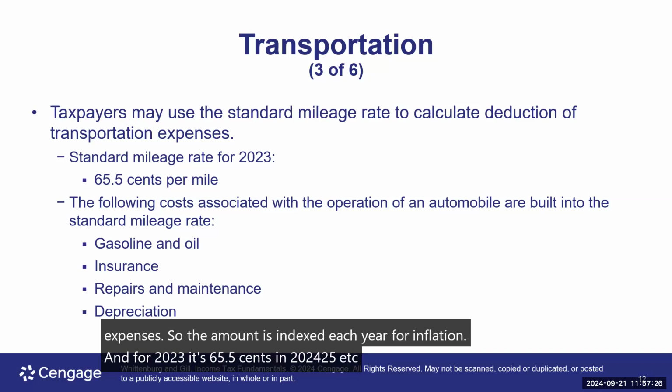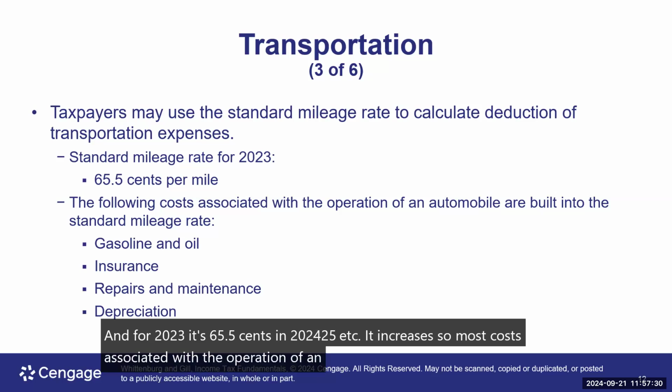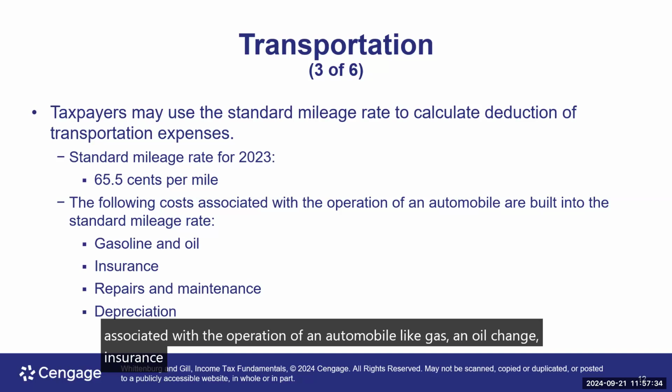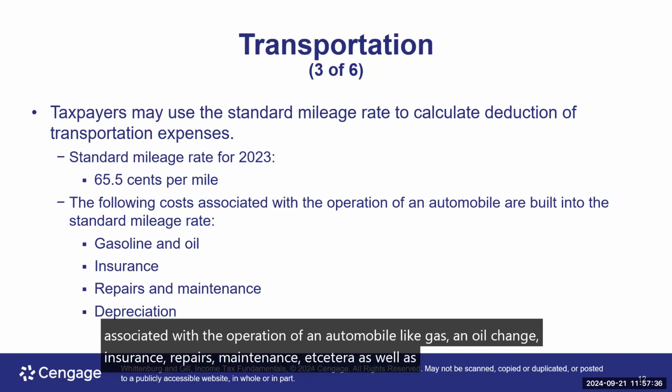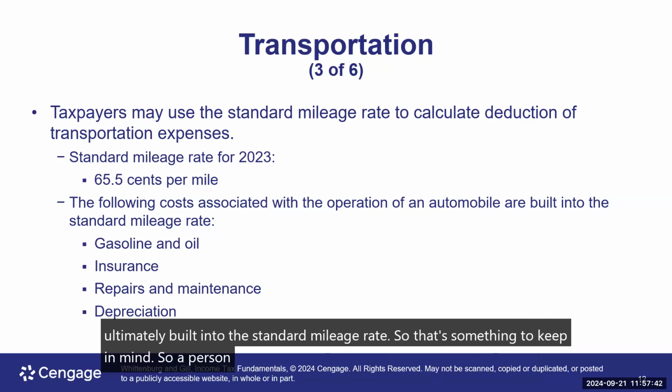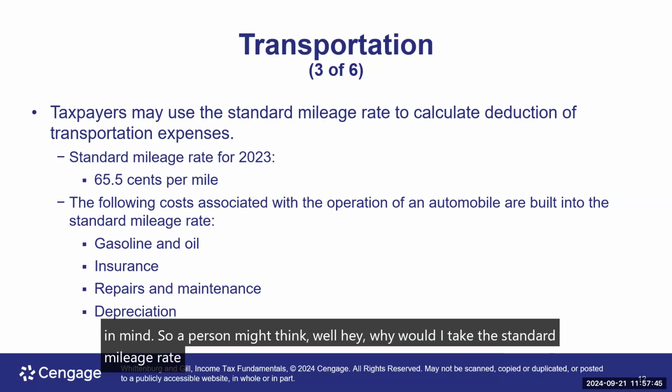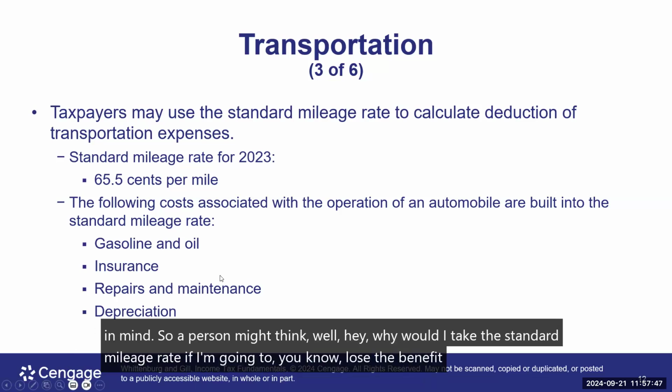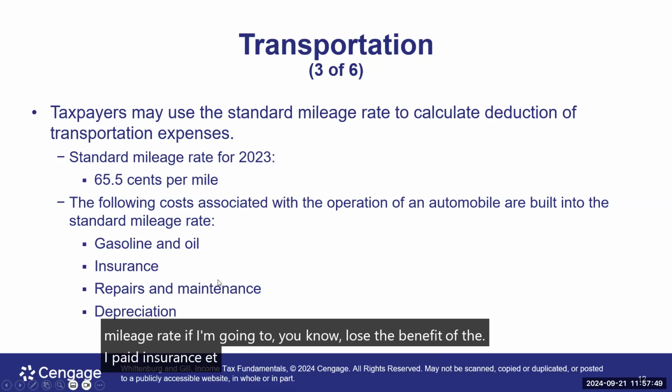So most costs associated with the operation of an automobile, like gas, an oil change, insurance, repairs, maintenance, etc., as well as depreciation, are ultimately built into the standard mileage rate. So that's something to keep in mind. A person might think, well, hey, why would I take the standard mileage rate if I'm going to lose the benefit of the gas I paid, insurance, etc.? It's built into it. So just keep that in mind.